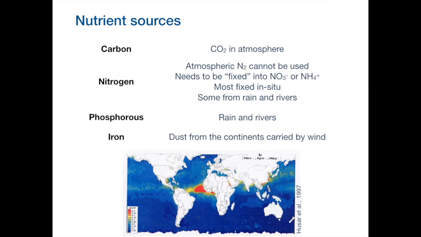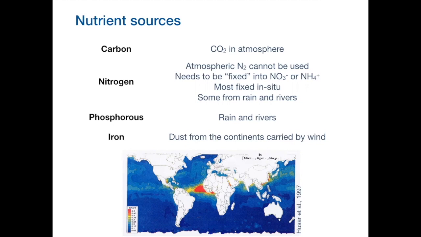The most common gas in the atmosphere, we'll see in another video, is nitrogen, N2. Unfortunately, this form of nitrogen cannot be used by any biology in photosynthesis. So it needs to be fixed into either nitrate or ammonium. Most of this fixing happens in situ in the upper ocean by nitrogen fixing bacteria. Some is recycled and comes into the ocean from rain or from river input.